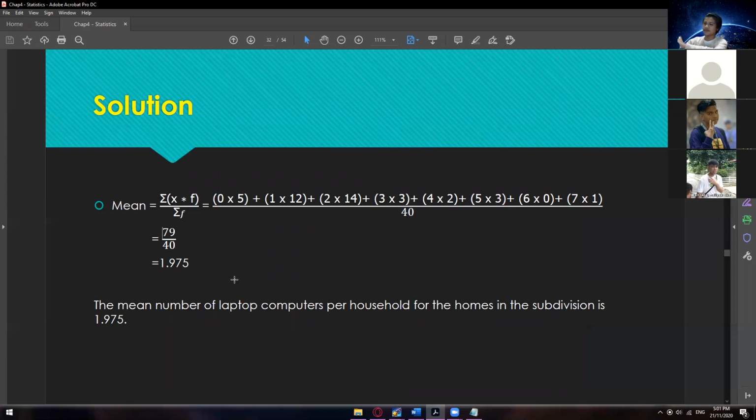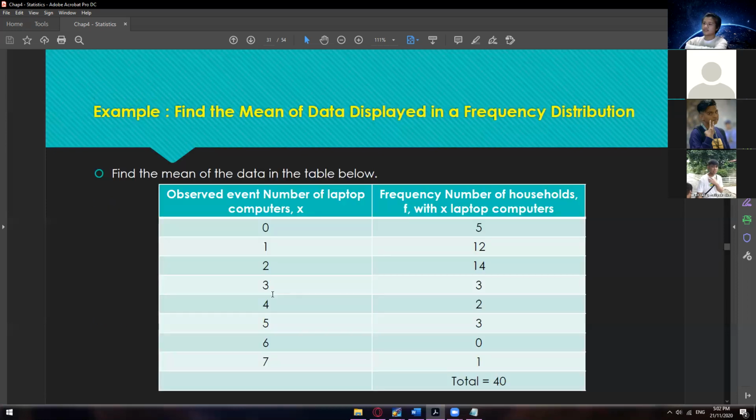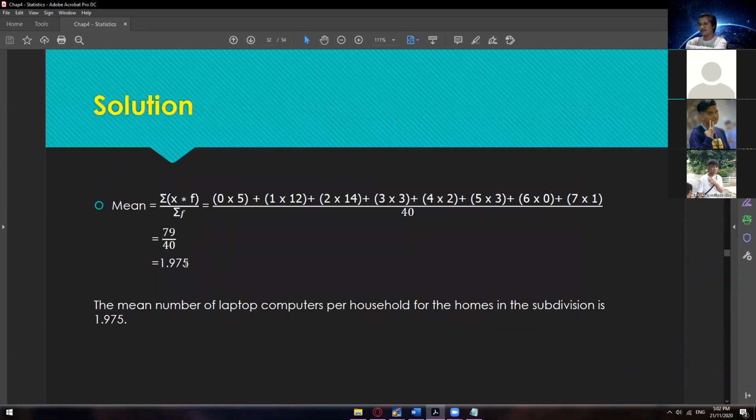So it's like saying that the average count of laptops in each household is 1.975. There is no 0.975 laptops, so we can consider this as 2. So mostly, in every household, there are 2 laptops. So that's the average count of laptops in every household.